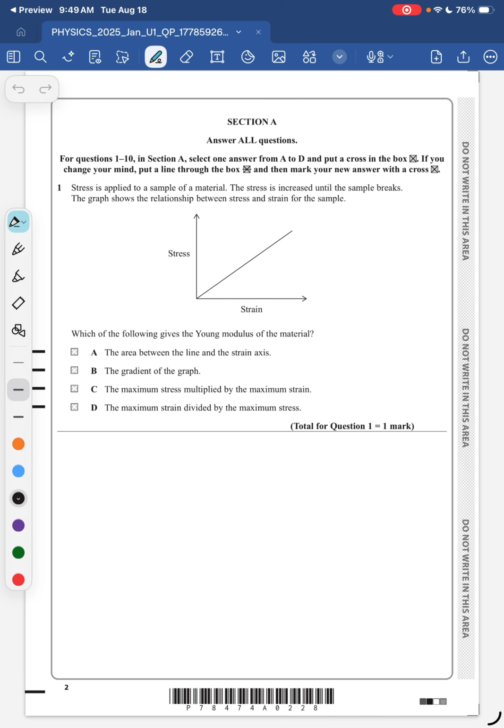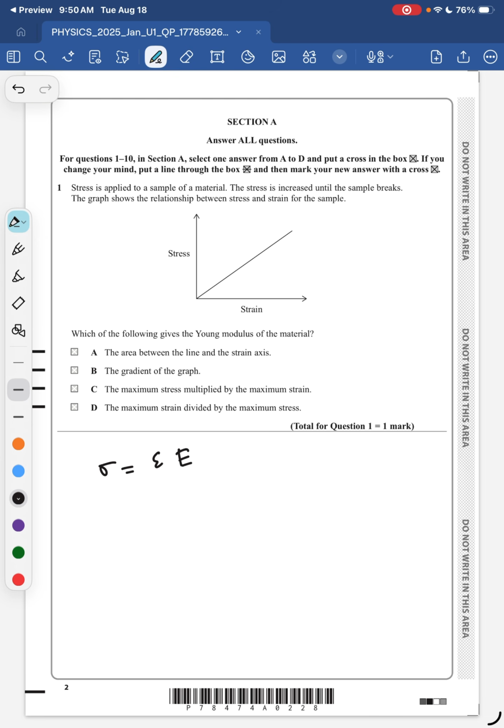So stress is applied to a sample of a material. The stress is increased until the sample breaks. The graph shows the relationship between stress and strain for the sample. Which of the following gives the Young modulus of the material? So this one is kind of easy. Recall that the stress is equal to the strain times the Young modulus, right? So if we make a plot of stress versus strain, the gradient is going to be the Young's modulus. But let's read the options.